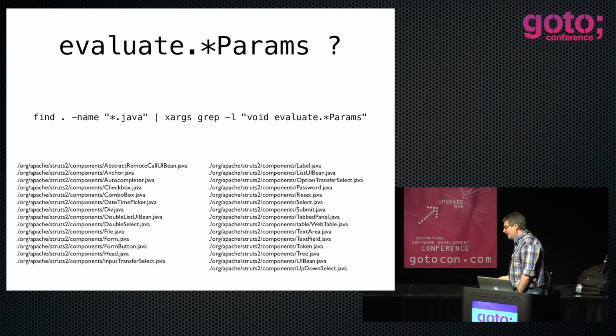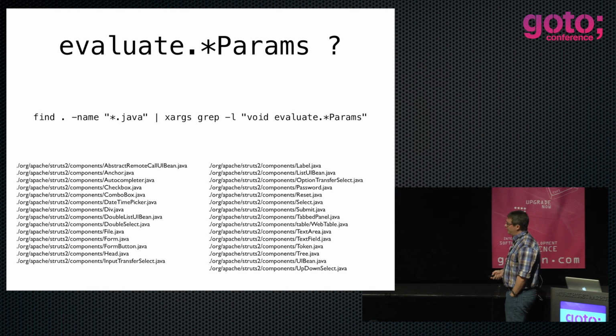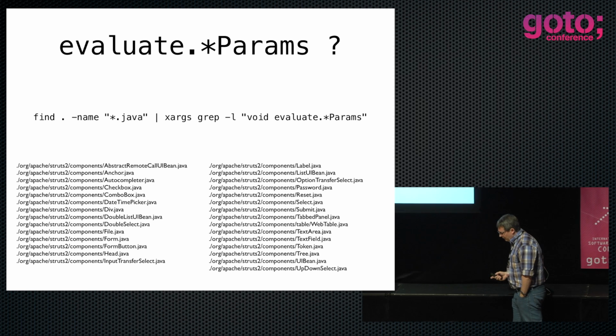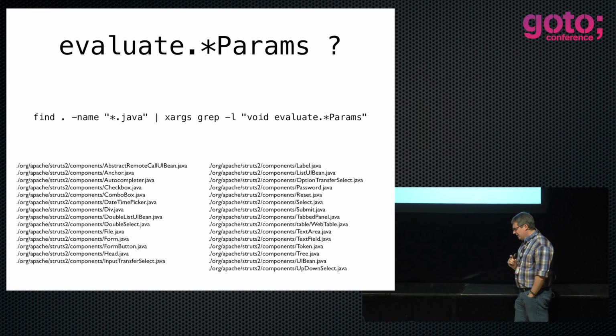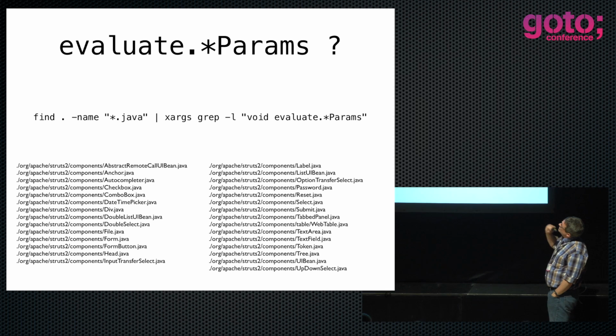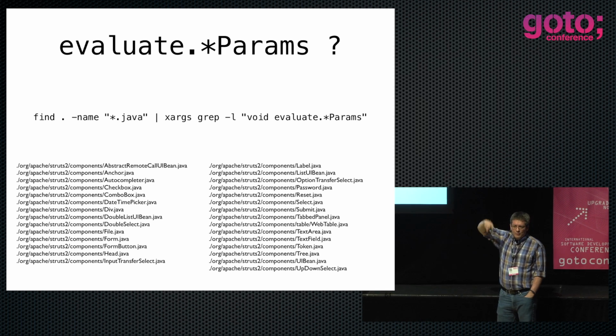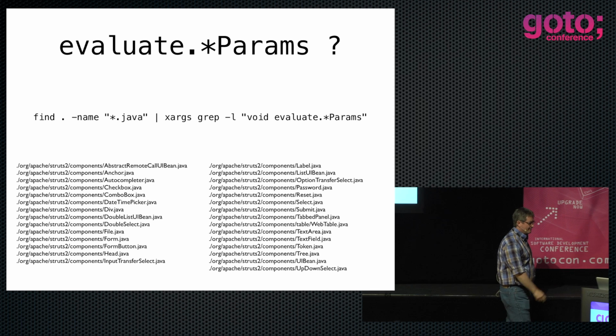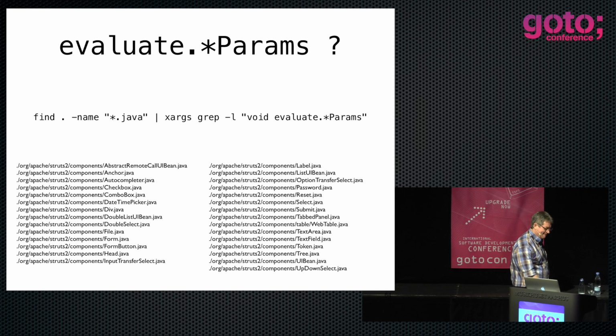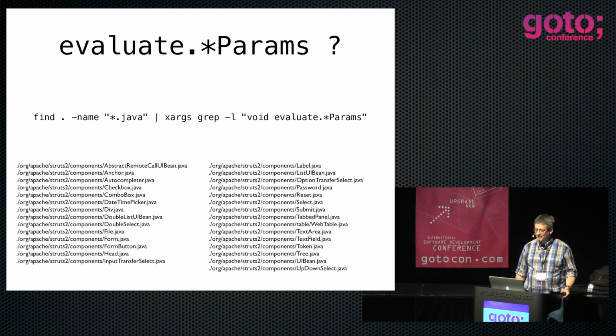And of course, you can do this in an IDE, but I did it on a command line with a little bit of command line judo. And I said, starting with the root of Struts, give me all the Java source files, and find all the ones that have a declaration for evaluate something params. And here they are. I have found an idiomatic pattern in Struts.